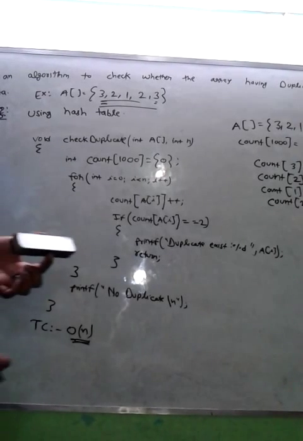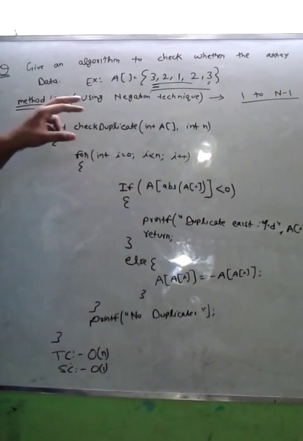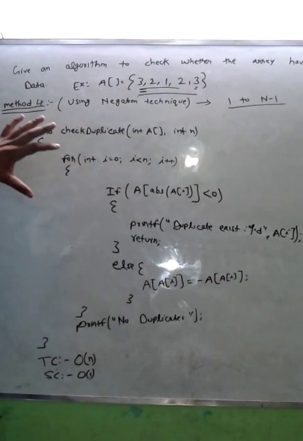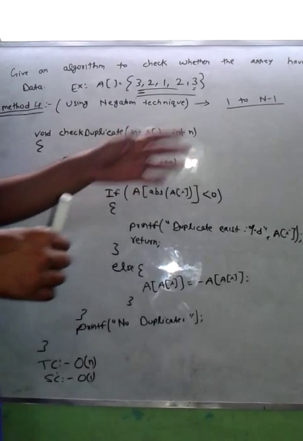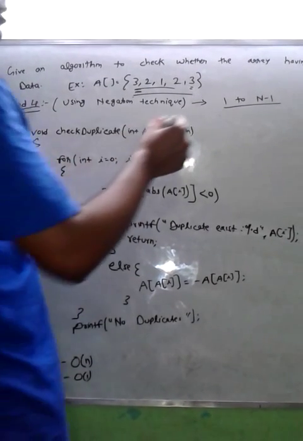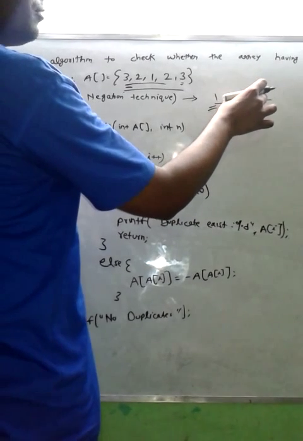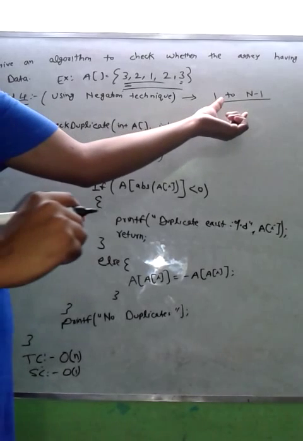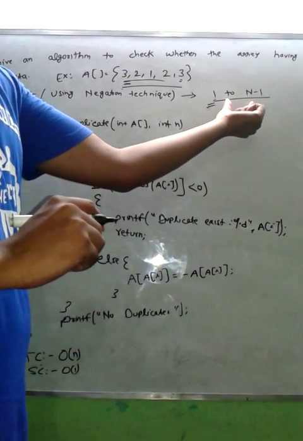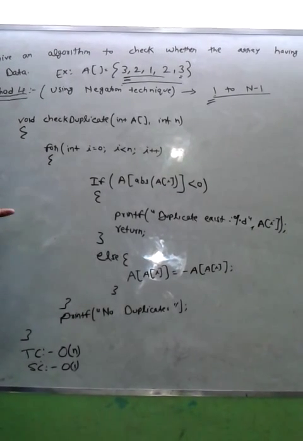Let's see the fourth method. By using the negation technique, we can find the element which is duplicate. So the negation technique will work if and only if the array is in the range of 1 to n minus 1. So if the array elements are in this range, we can apply the negation technique. So how will this technique work?